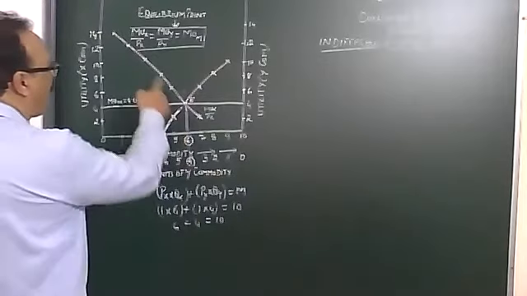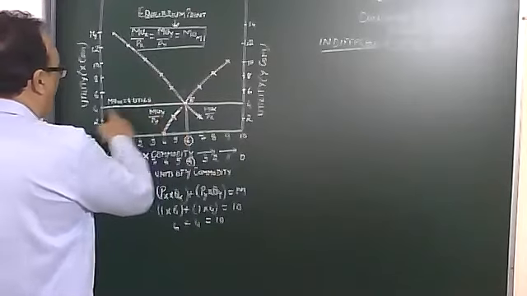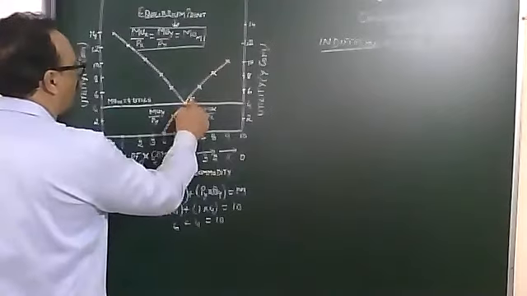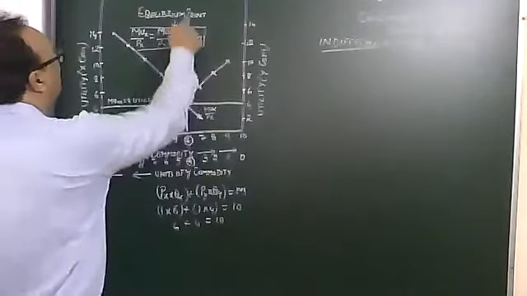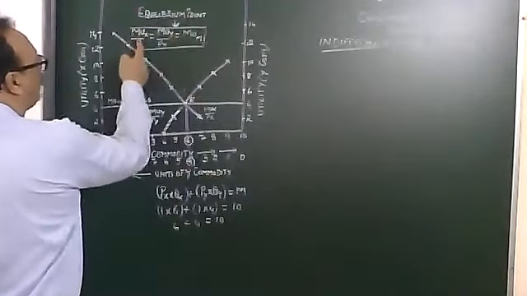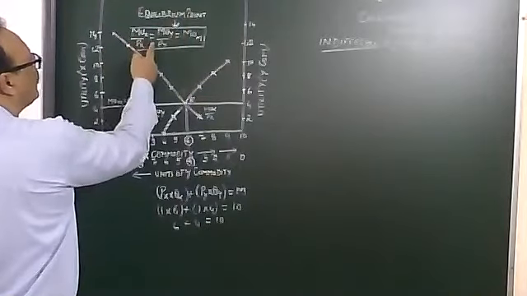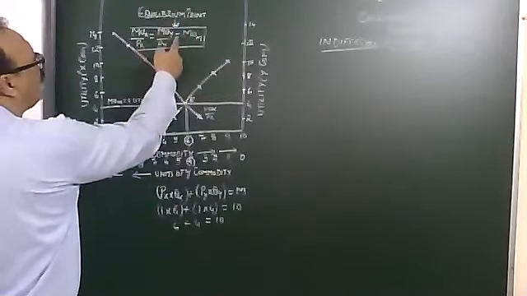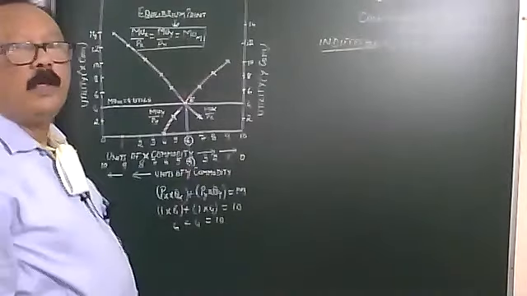This point where both cut on MUM, this point is E. E is the equilibrium point. At this point, MUX upon PX is equal to MUY upon PY is equal to MUM.